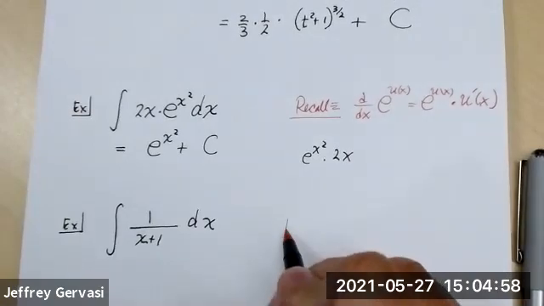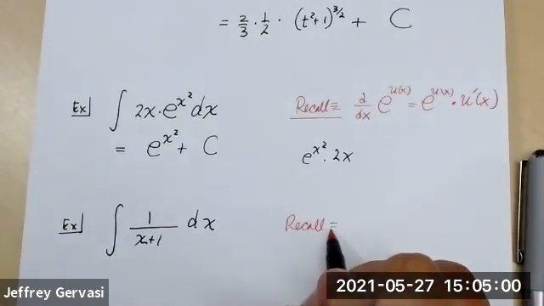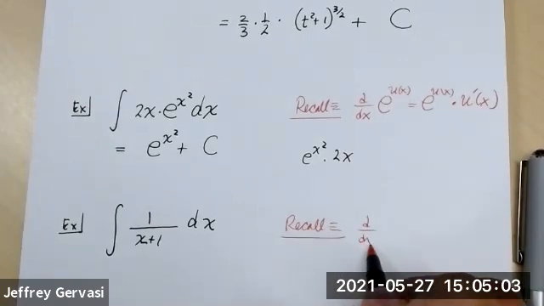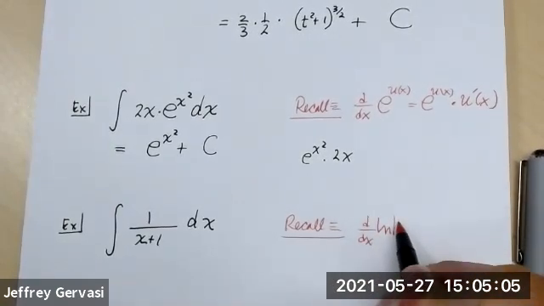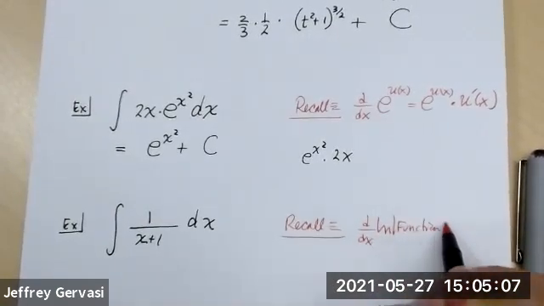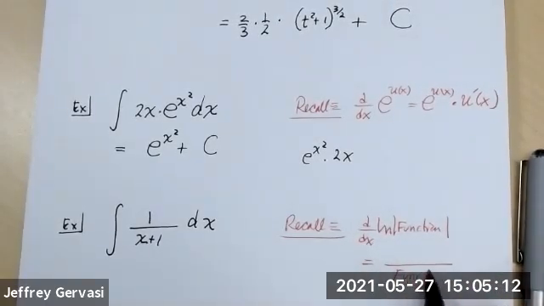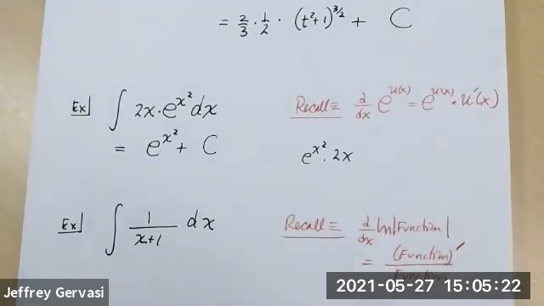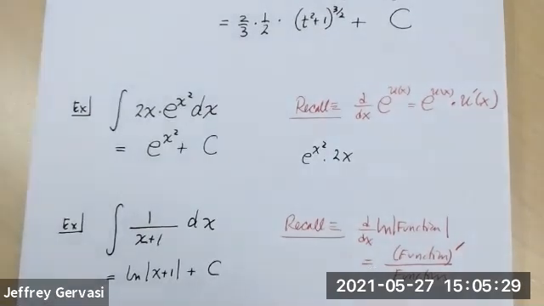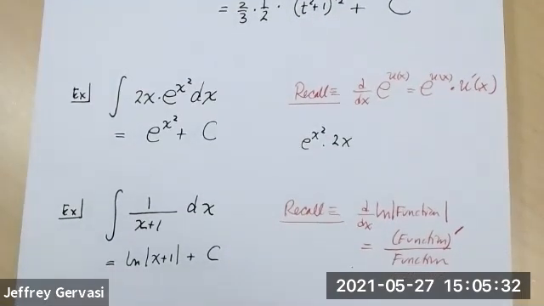Well, again, remember from our earlier work, we said that the derivative of the logarithm of a function is equal to the reciprocal of that function times the derivative of that function, which I'll just write here because I'm running out of space. So that means here, this is going to be exactly equal to the logarithm of x plus 1 plus c.